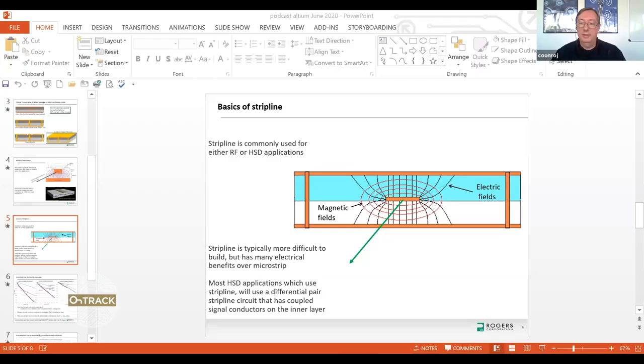Good. Well, let me talk about insertion loss then. Perfect. So I have something else to show there as well. So let me share that real quick.